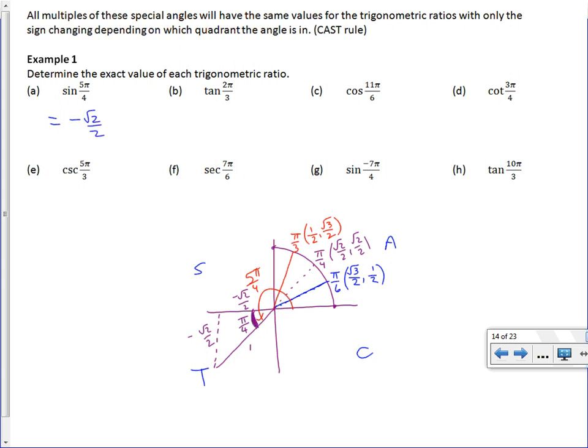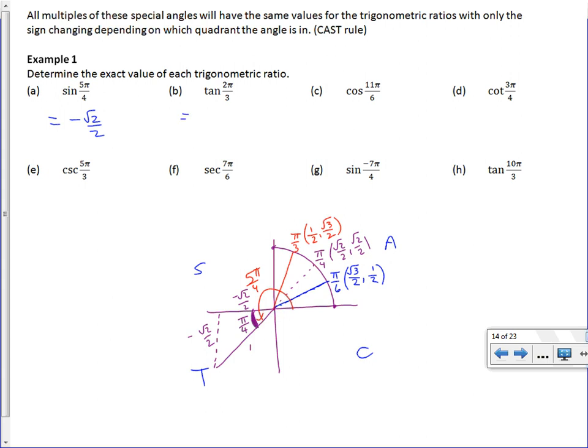Because I don't want to have to draw triangles everywhere. That's going to be very tedious and long. The idea is, though, if I did, from here, use this as my reference, and I did opposite over hypotenuse, do I also get negative root 2 over 2 over 1, which is negative root 2 over 2? I would get the same thing. Make sense? Okay. So let's try the next one.